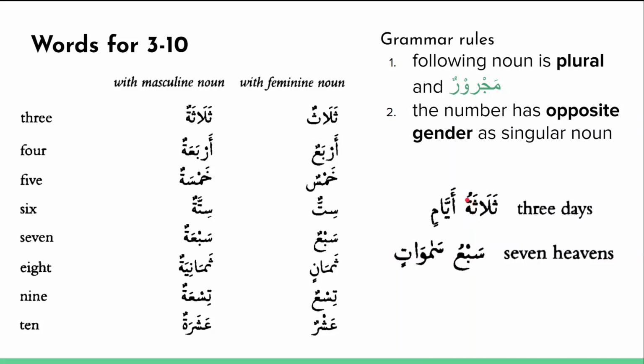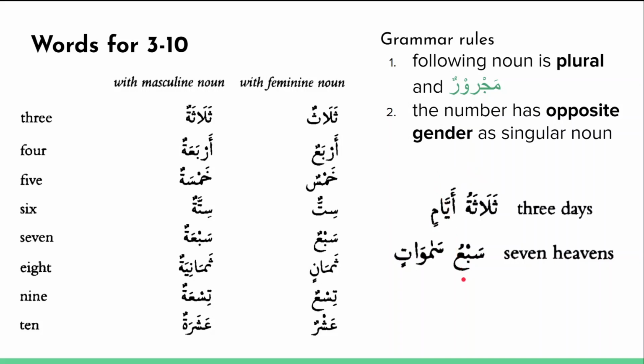That's why it doesn't have a tanween and it doesn't have an al. And ayyamin acts like the possessor. So it's almost like I'm saying "three of days." So thalathatu ayyamin. This is why it's in the majroor case. Notice how each of these rules is being applied here. The following noun is plural, it's in the majroor case, and the number is the opposite gender.